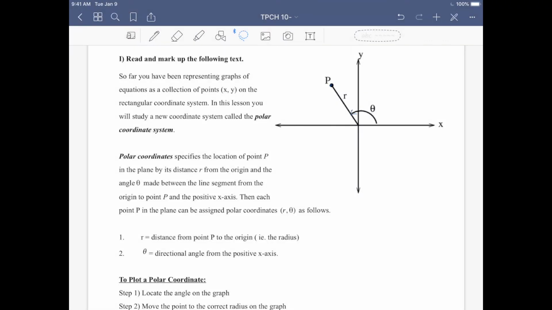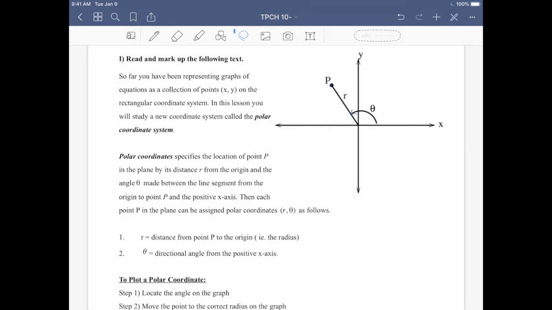Part 1. Read and mark up the following text. I will not mark up the text because I want you to mark up the text based on what you think is best to mark up. So vocabulary is always a good thing to mark up or to make notes on.